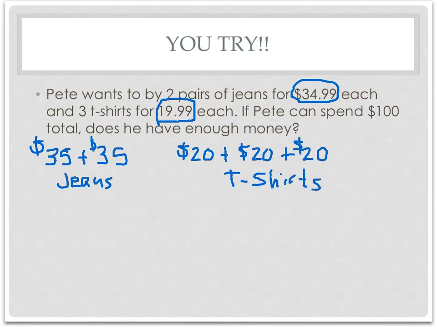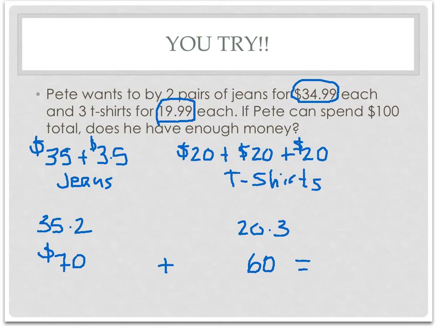So we could either add the numbers up, or now I can know what the word each means, because 35 plus 35 is the exact same thing as saying 35 times 2. 20 plus 20 plus 20 is the same thing as saying 20 times 3. So multiplying this out, 35 times 2 is 70. So the jeans are going to cost me $70. And the t-shirts, 20 times 3 is 60.